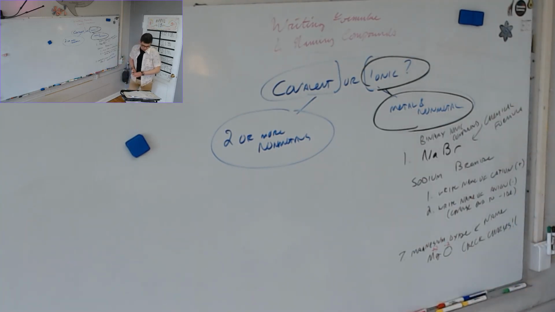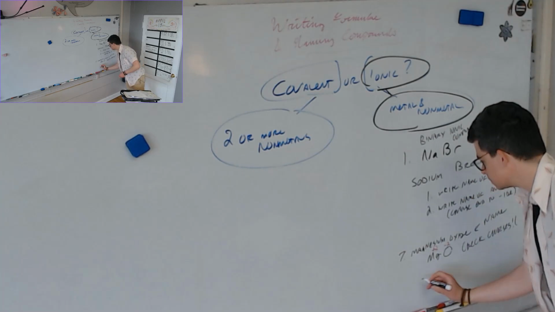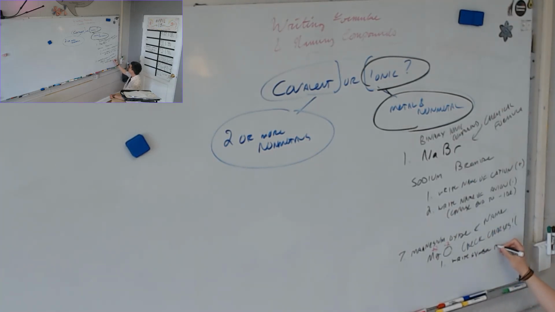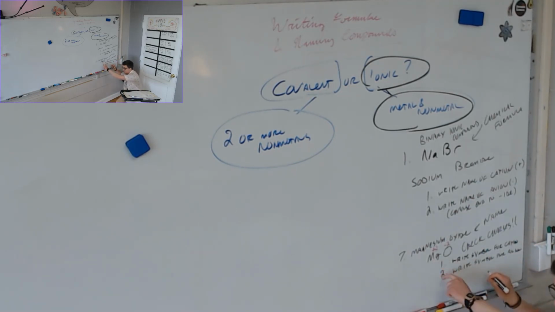We're going to do another example of one that won't be true for. 8. Okay, here, let's actually write the instructions down here again. 1, write symbol for cation. Again, write symbol for cation. 2, what's the next thing we're going to do? Write symbol for anion. When I say symbol, you know I mean what it says on the periodic table, right? That's its chemical symbol.